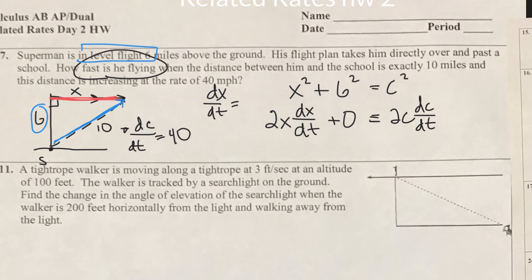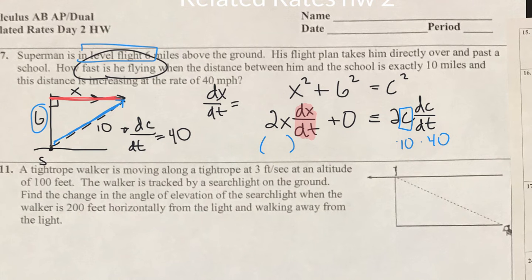Okay, so let's see. What do we know? What do we want to find? We want to find dx/dt, which is this. So we need to figure out all the things that we do know. We know that c is 10. We know that dc/dt is 40. We know we can solve for x, right?